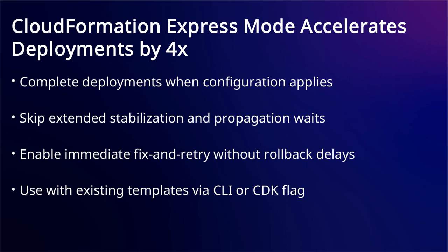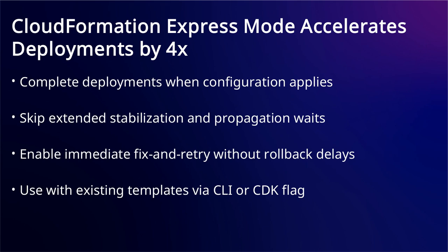Express Mode solves this by completing deployments when CloudFormation confirms resource configuration is applied, rather than waiting for extended stabilization checks. You can deploy up to 4x faster based on internal benchmarks. Deployments complete in seconds once configuration applies, while propagation continues in the background. CloudFormation still processes resources in dependency order and handles dependent resource failures within the same stack. Express Mode disables rollback by default, enabling you to immediately fix and retry without waiting for rollback operations.